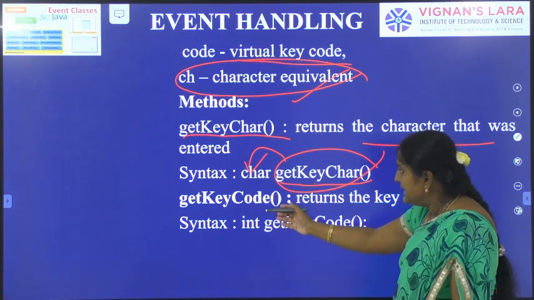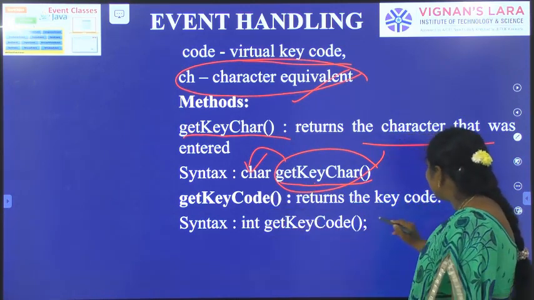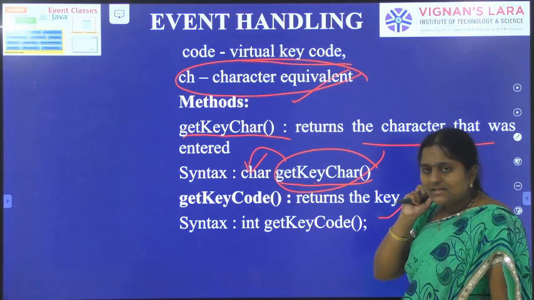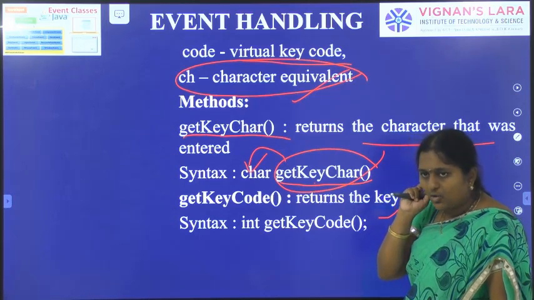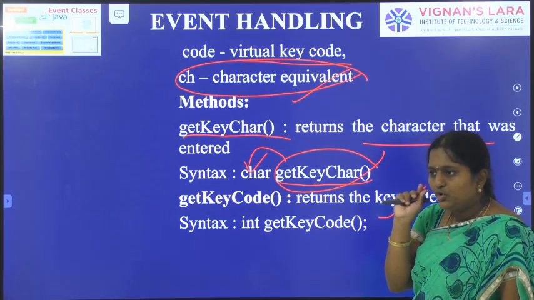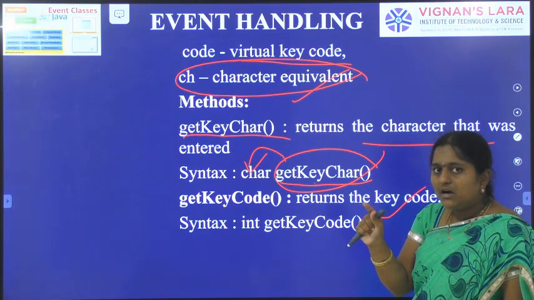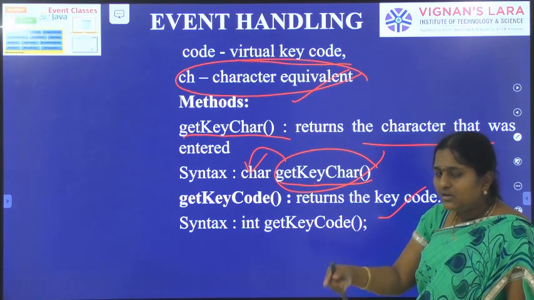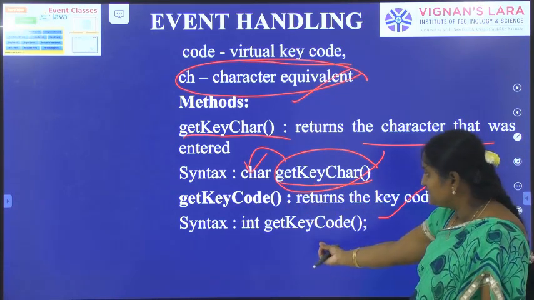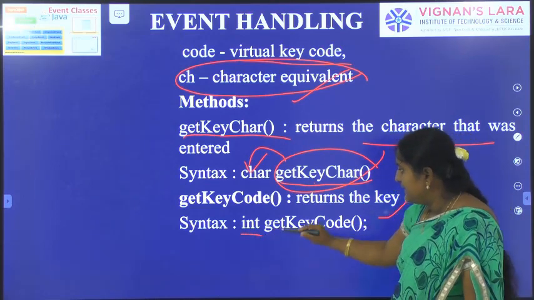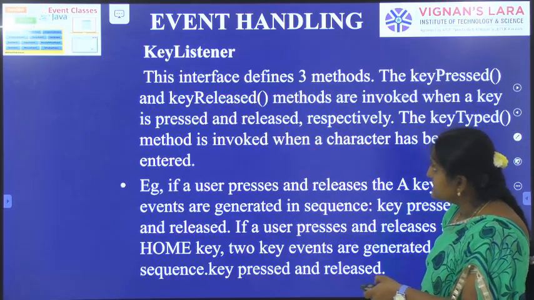Next one, getKeyCode. It returns the key code. Key code means every key on the keyboard has some ASCII code. Suppose you type a key on the keyboard, it has some ASCII code. It will return the ASCII code value, so it returns integer type.